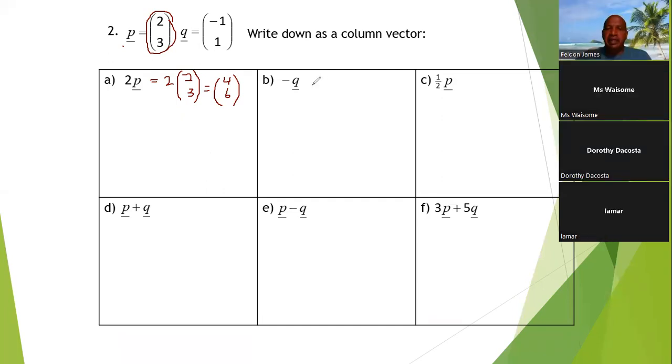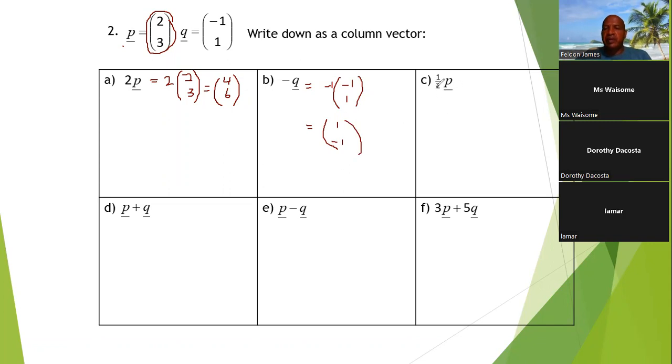Okay, what about E here? What is negative Q? So Q would be (-1, 1). Negative Q would be the negative of the matrix. Now, if you have the negative of the matrix, what it really means is that you multiply the matrix by -1. If you multiply that by -1, what do you get? +1 and -1, sir. All right, so you'll get +1 from above and -1 from below.